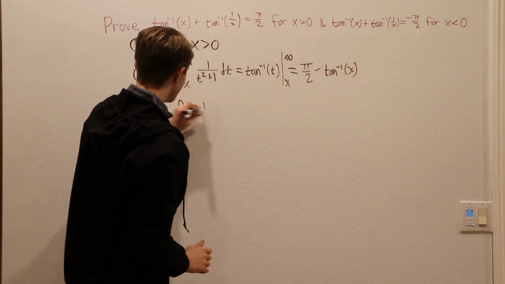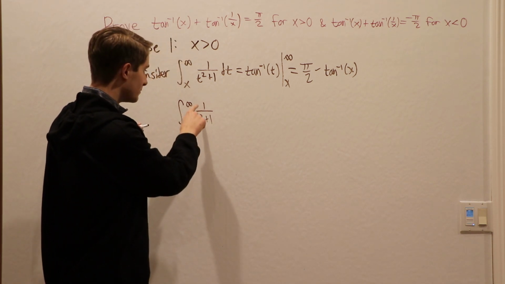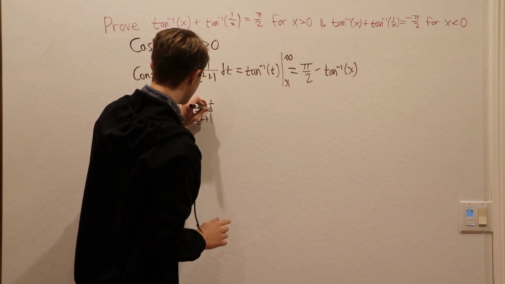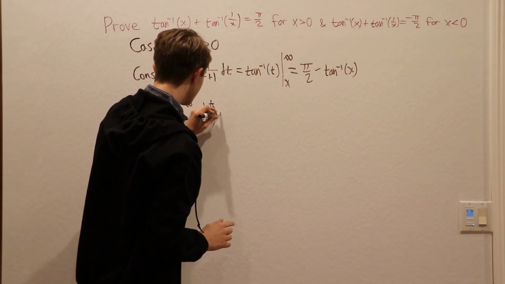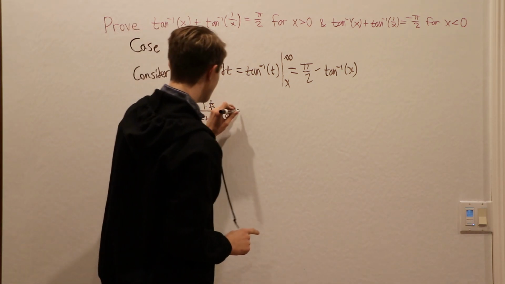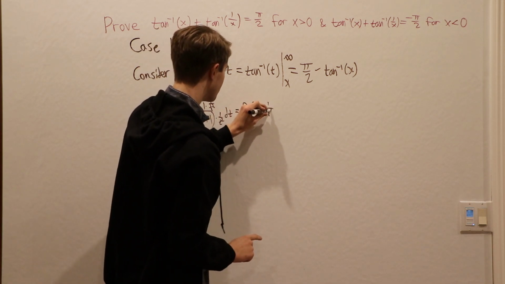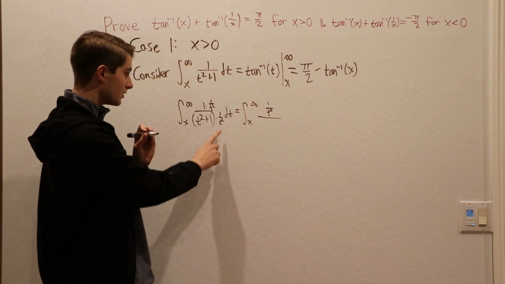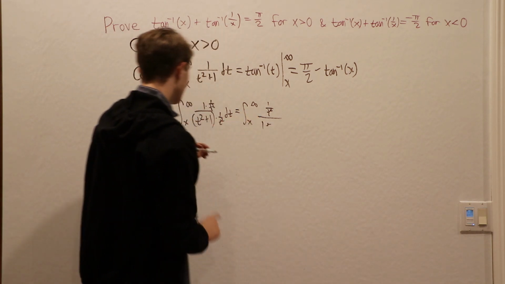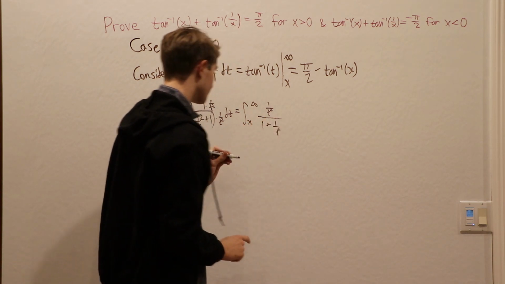But another way that we can do it is by multiplying the top and bottom by 1 over t squared. So if we multiply by 1 over t squared on the top and bottom, what we get is, on the top, 1 over t squared, and then on the bottom, 1 over t squared times t squared gives us 1, and then 1 times 1 over t squared is 1 over t squared.